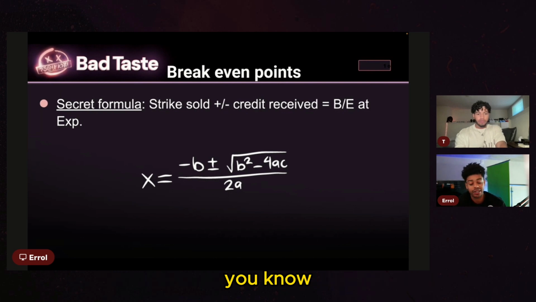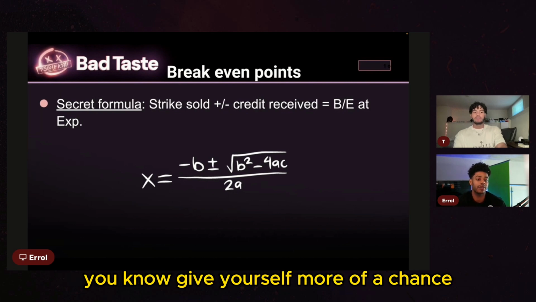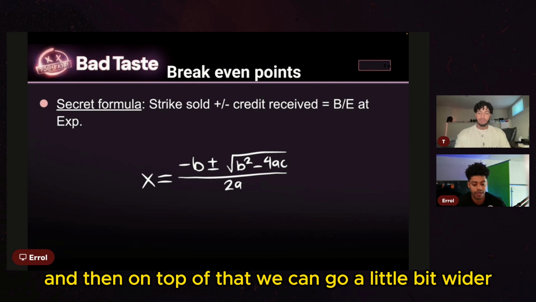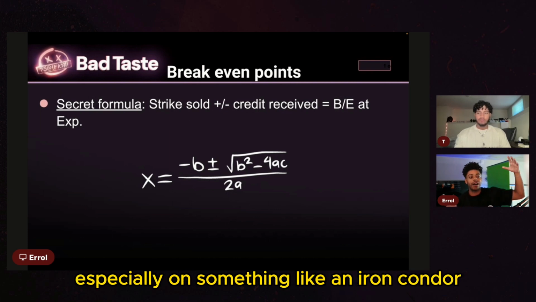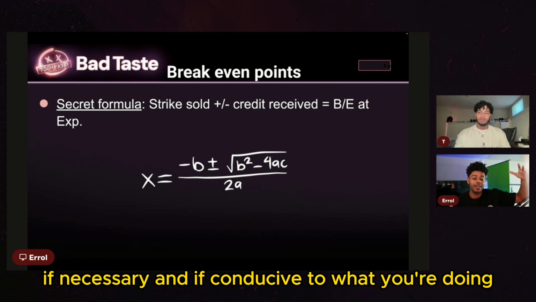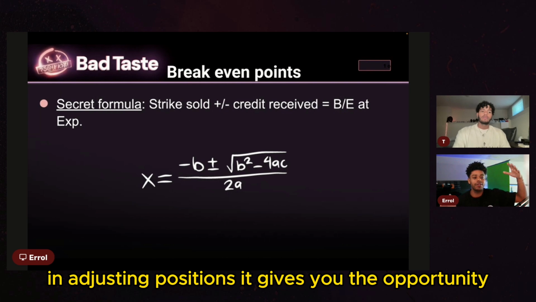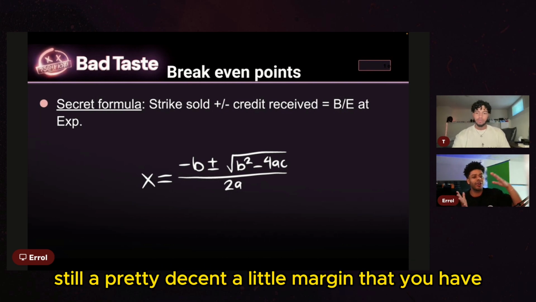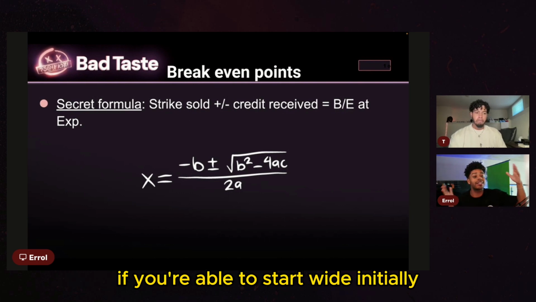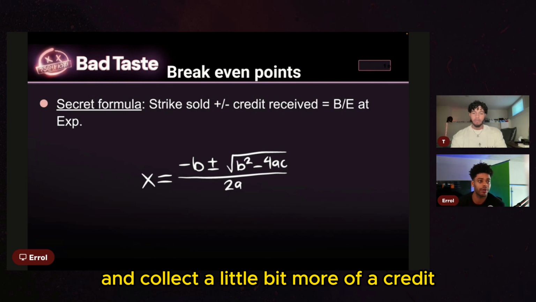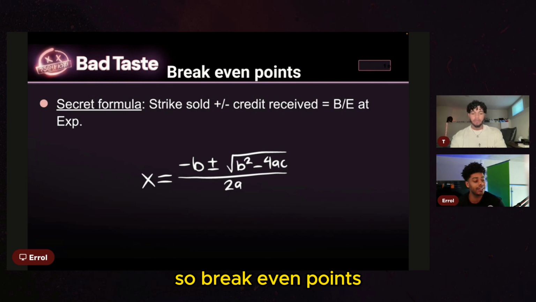So that's kind of nice, being able to collect a little bit extra of a credit, give yourself more of a chance, a little bit more room to play with. And on top of that, when you can go a little bit wider, especially on something like an iron condor, it gives you the opportunity, if necessary, in adjusting positions, whenever you roll one side of the contracts down, to still have a pretty decent margin. If you're able to start wide initially, you can bring it in as time goes on and collect a little bit more of a credit when you roll those trades. So, break even points.